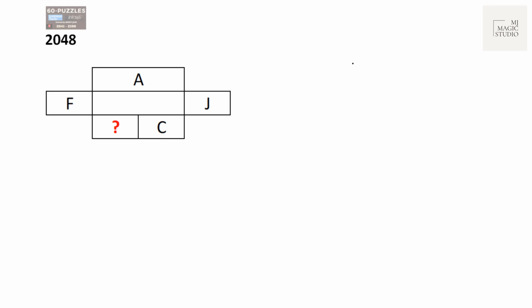As we have discussed earlier also, the best way to do alphabet problem is write them with their positional numbers. So A is 1, J is 10, C is 3, then we have this X, and then F is 6. 1, 10, 3, X, 6. Let me move like this.